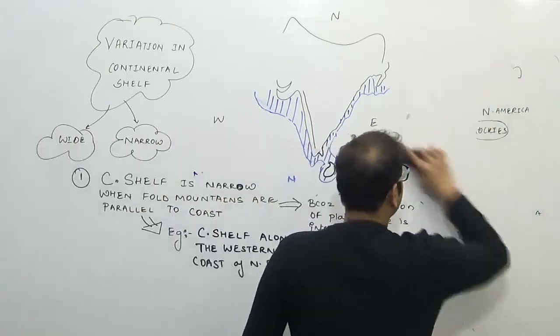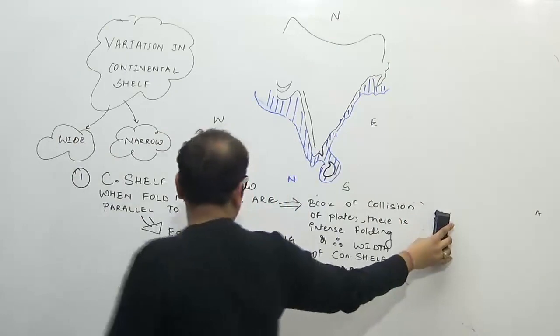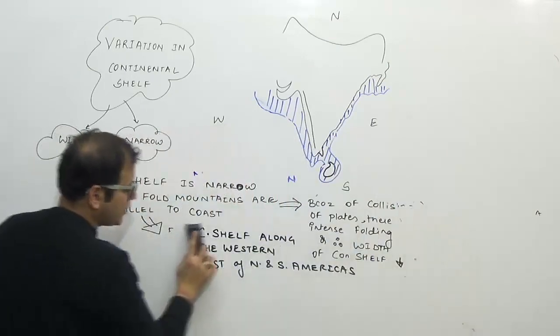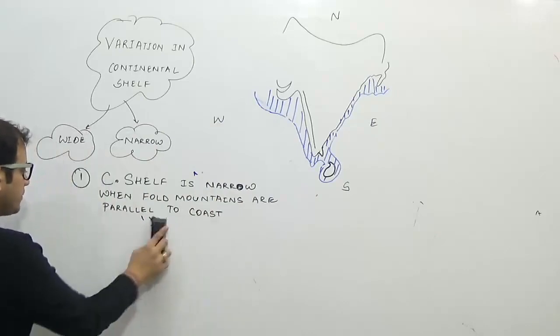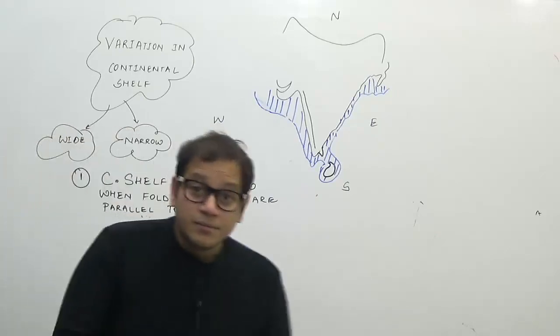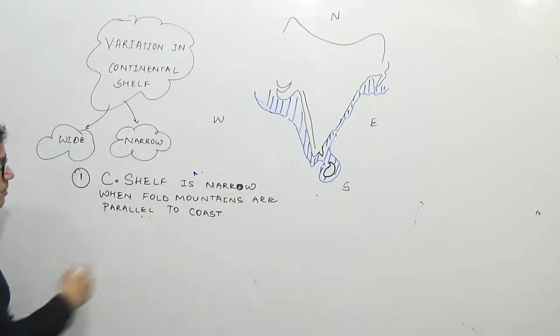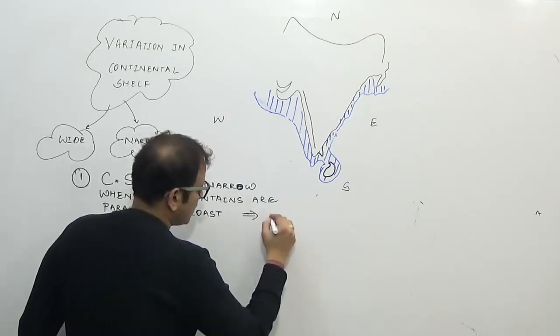Because of what we have written, the continental shelf, I will rub this, only keep the condition. You just remember the example is the Andes and Rockies mountains. Because in this you remember the examples are the Rockies and Andes.